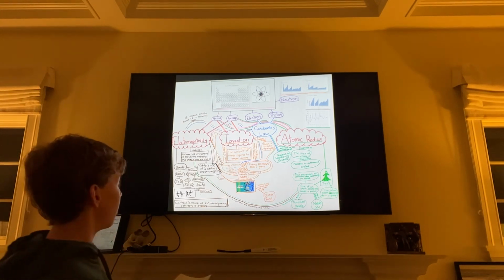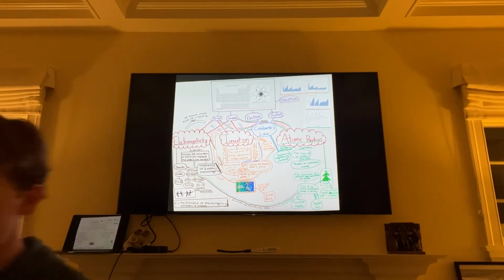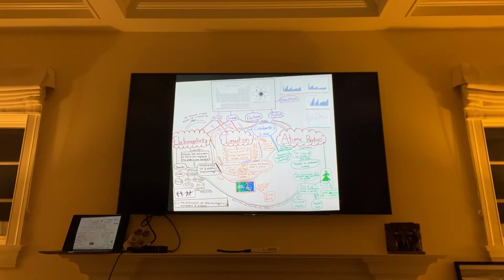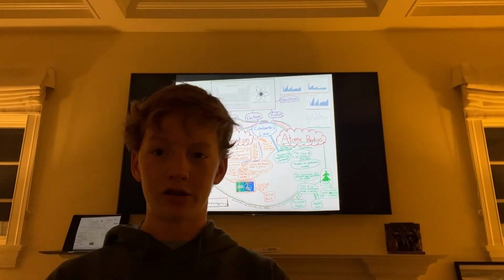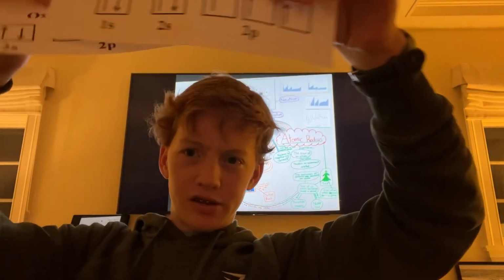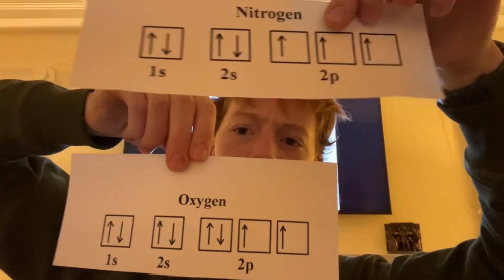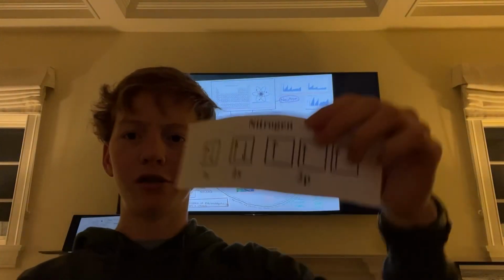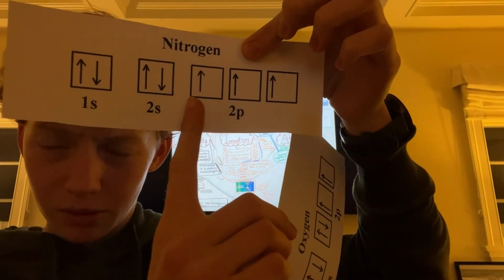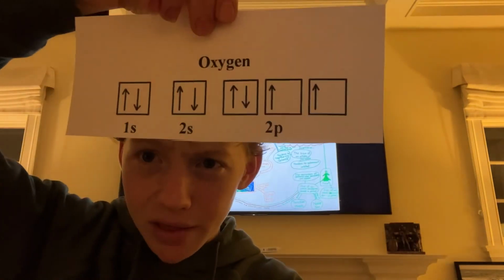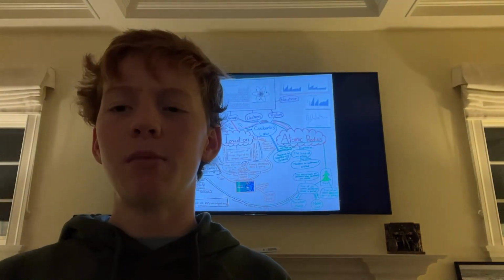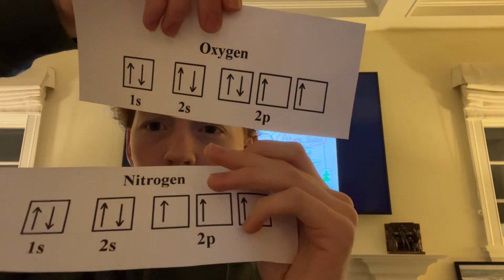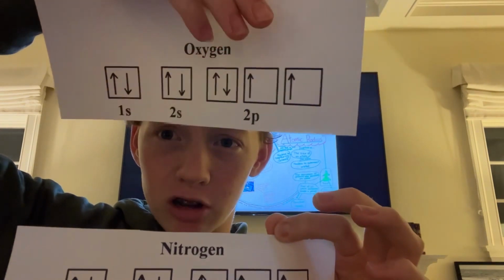Oh, I quickly wanted to talk about an anomaly in the trend. So I have a picture right here of nitrogen and oxygen. So there's nitrogen and there's oxygen. And it's a similar thing to last time, where there's 1 electron in each orbital here. And in this one, there's 1 electron in each orbital and then 1 extra here. And as I mentioned before, 1 electron in each orbital is slightly more stable than 1 electron in each orbital with an extra electron in 1.